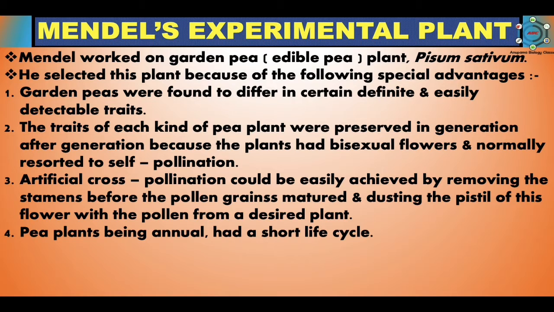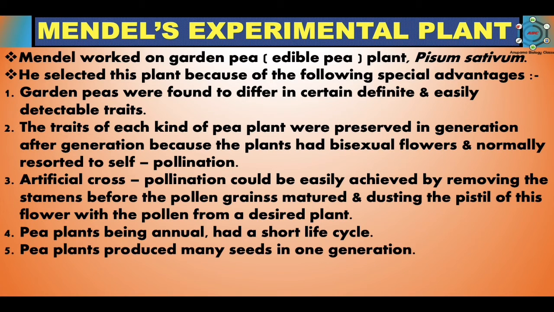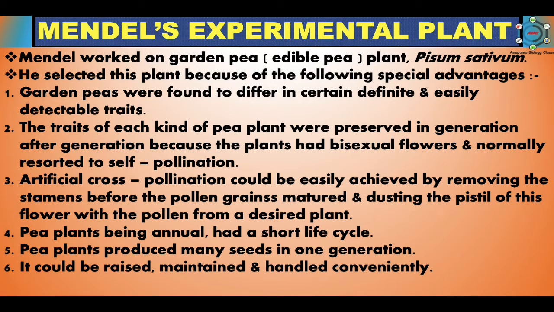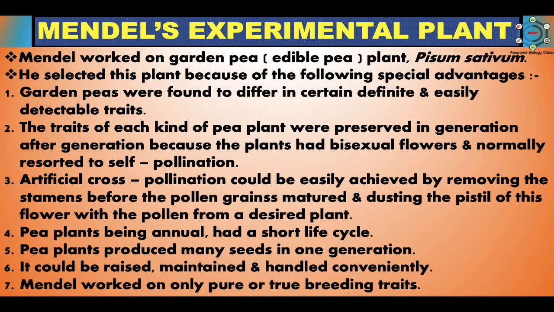Pea plants, being annual, had a short life cycle. Pea plants produced many seeds in one generation. They could be raised, maintained and handled conveniently. Mendel worked on only pure or true breeding traits. So, the pea plants having each of the 7 characters he selected were readily available.